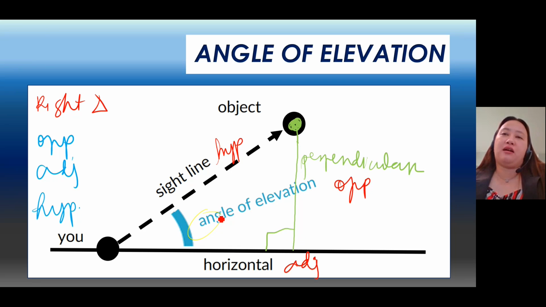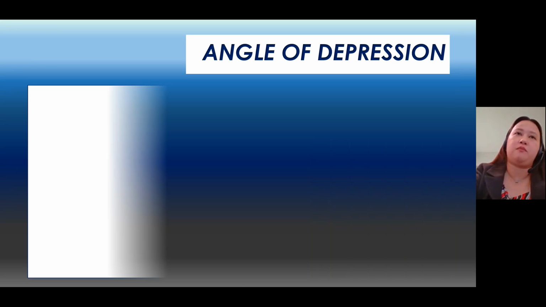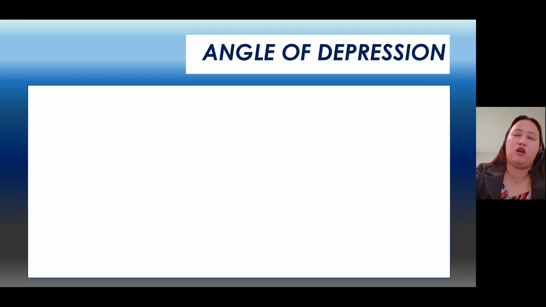So our right triangle is complete. We have the angle, the opposite, which is the perpendicular, the adjacent, which is the horizontal because it is beside the angle, and the longest side is the hypotenuse. This is the hypotenuse also because the sight line is opposite the right angle. Next, angle of depression.